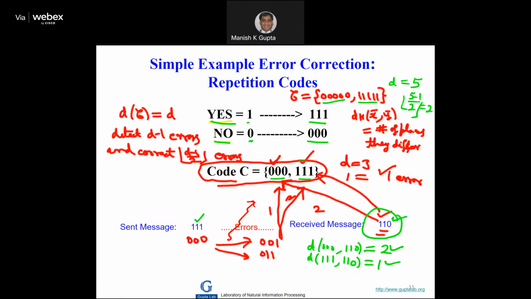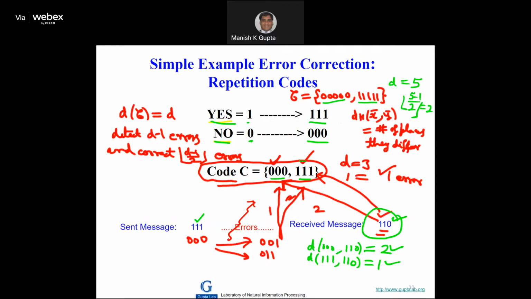If distance is 5, then 5 minus 1 by 2, you can correct 2 errors, right? So there is a nice mathematical technique. If the distance is D, we can correct (D minus 1) by 2 errors, and we can detect D minus 1 errors. Got the idea? So the Hamming distance between x and y is the number of places that differ, right? So as a tea time problem, maybe you can prove this fact, right?